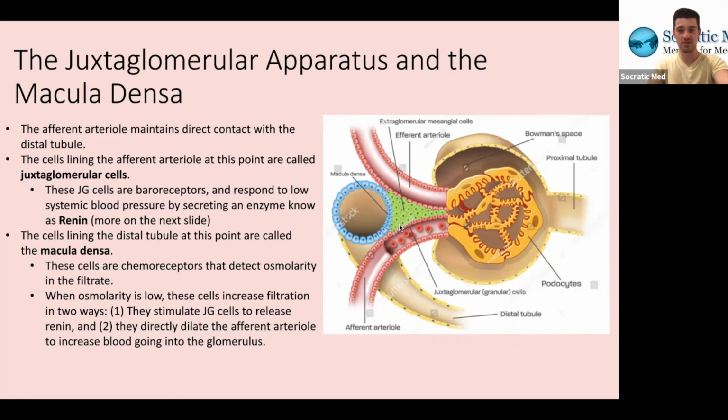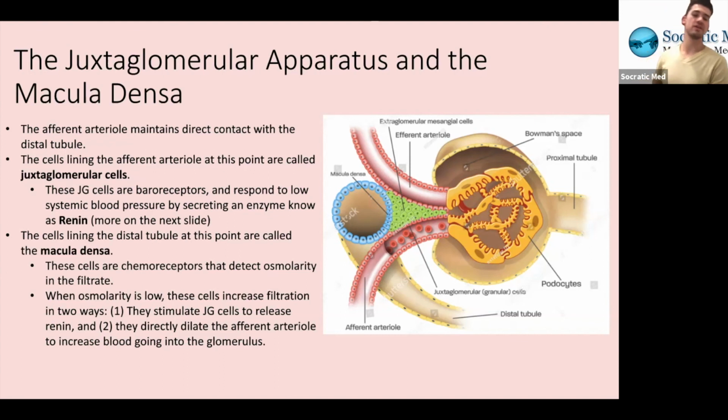So these cells are touching up against the distal tubule, like I talked about, and the cells that are lining this sort of cross-sectional area at the exact point that it touches the afferent arteriole, these cells are known as the macula densa. So the macula densa are cells that are chemoreceptors, unlike the ones that are lining the afferent arteriole. The JG cells are baroreceptors. The macula densa are chemoreceptors. So these detect osmolarity in the filtrate.